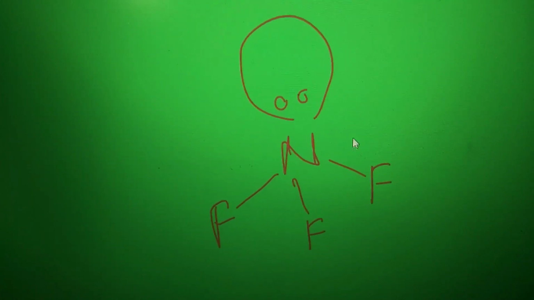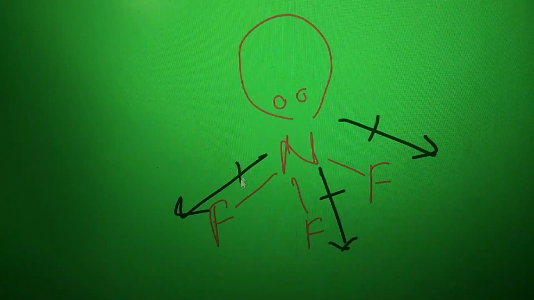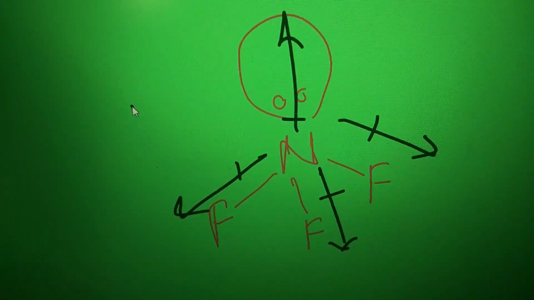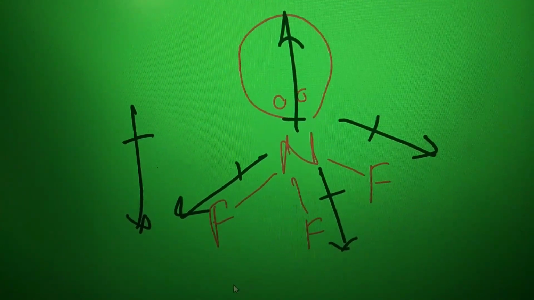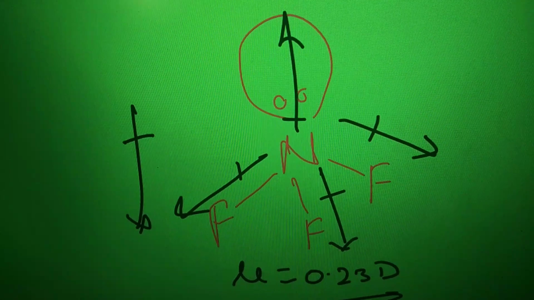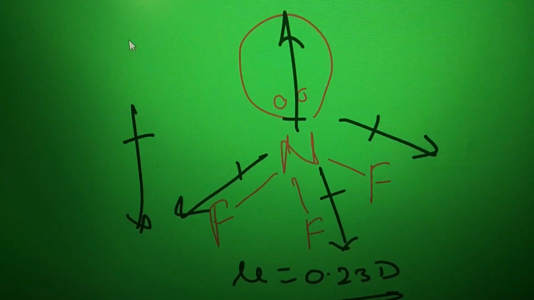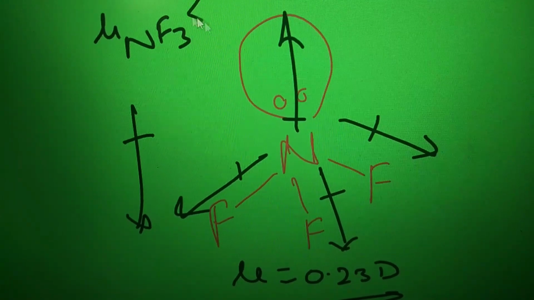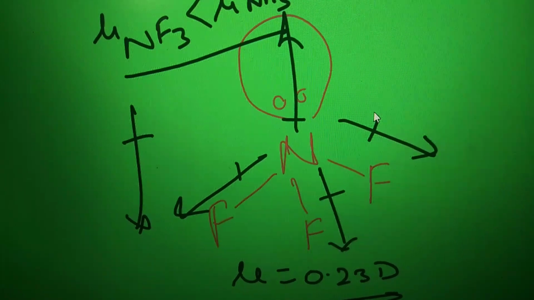If you see NF3, the dipoles are in this direction because fluorine is more electronegative, and this dipole is in this direction. So overall the dipole direction is this, and some of it is cancelled by this. Therefore the dipole moment decreases and it is 0.23 debye. So the dipole moment of NF3 is less than that of NH3. This was asked in IIT. Keep this in mind.